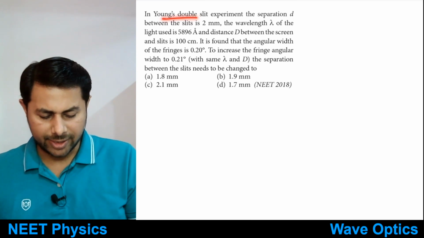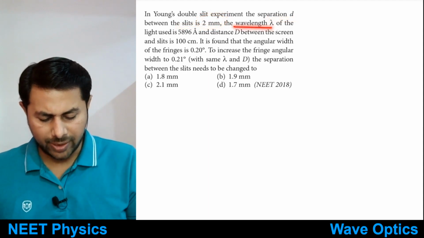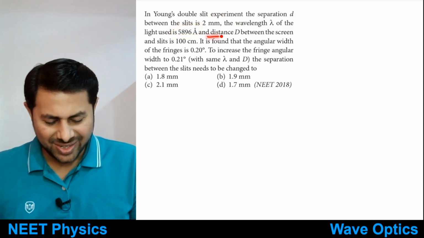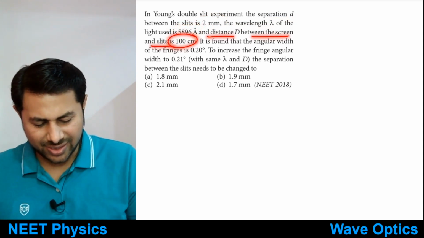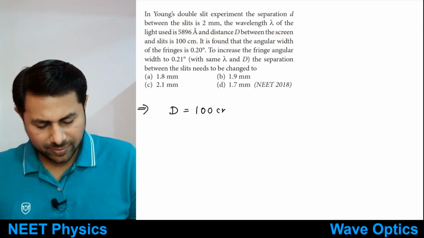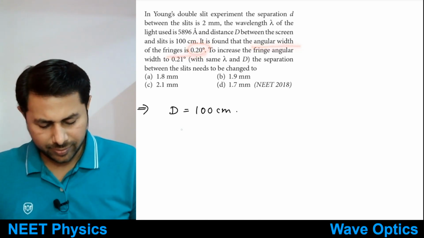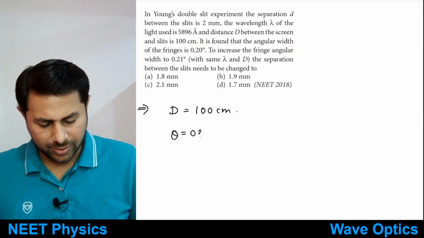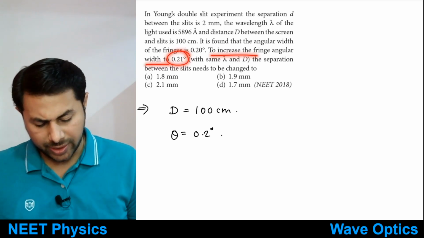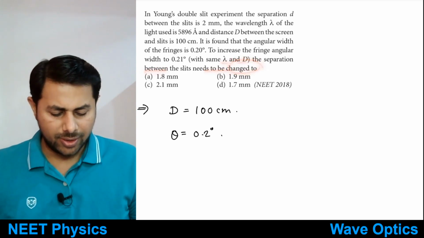In Young's double slit experiment, the separation between two slits is 2 mm. The wavelength lambda of the light used is 5896 angstrom. The distance D between the screen and slits is 100 centimeters. It is found that the angular width of fringes is 0.2 degrees. To increase the fringe angular width to 0.21 degrees with the same lambda and D, the separation between slits needs to be changed to.